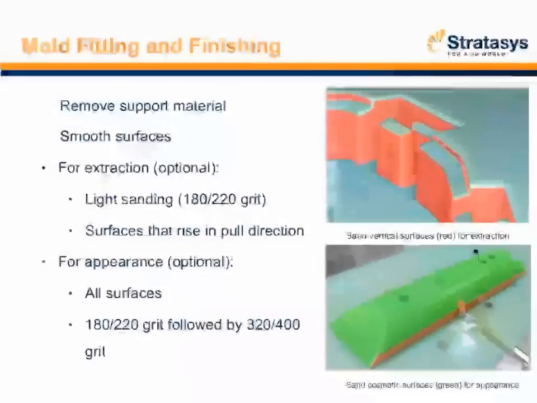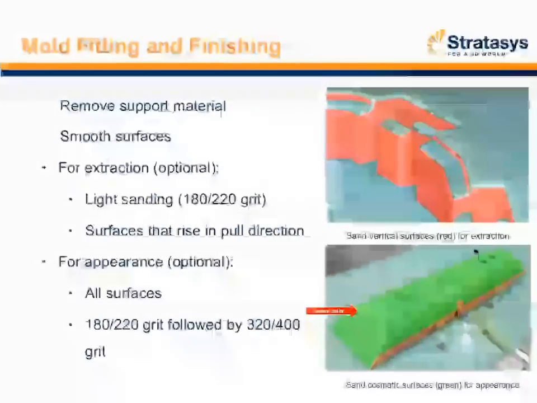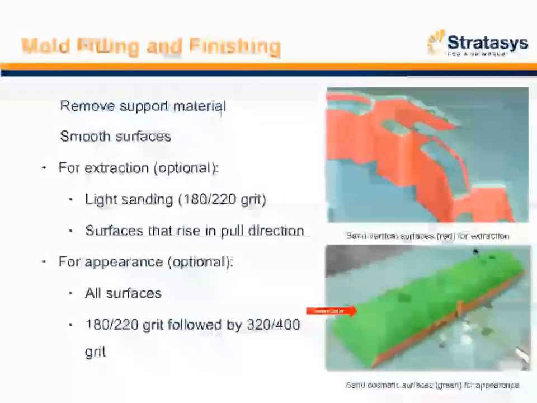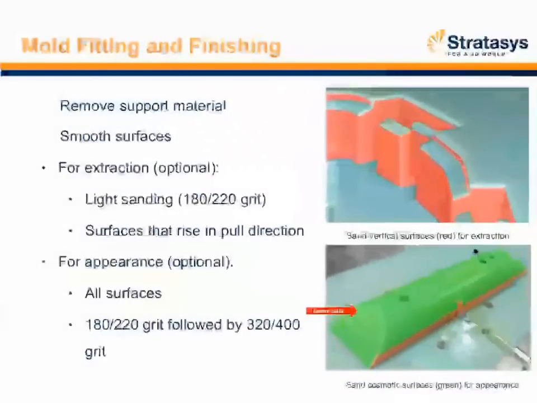You can see on the bottom right the ejection system fit after the reaming. In terms of the surface finishing, you can see two examples here, one colored in red and one colored in green. The red colored surface is the surface that you might want to finish in order to facilitate the ejection of the part from the mold after the injection. The green area is an area that you might want to finish just to get a better surface finish on your injected part. Both of them can be done with standard sandpaper, starting with 180 to 220 grit, followed by up to 2,000 grit to finish the mold.